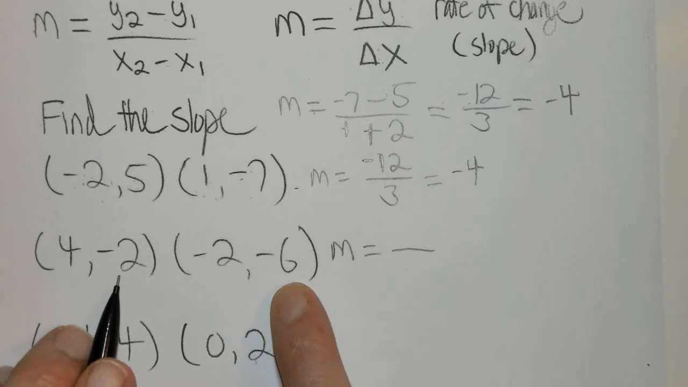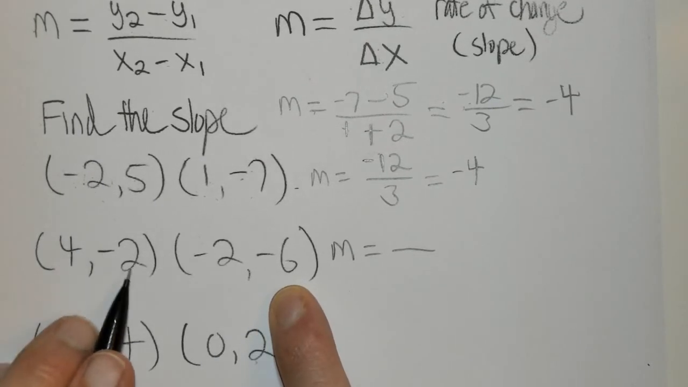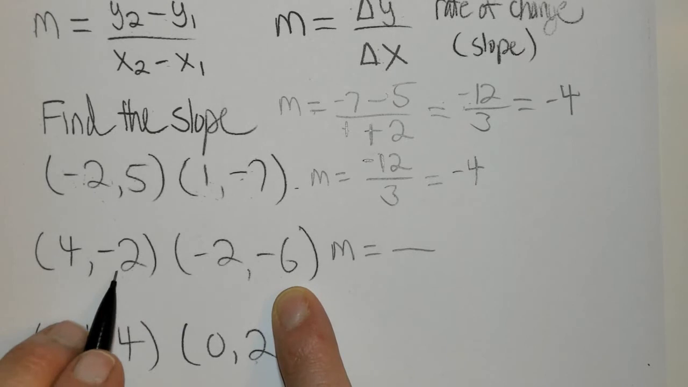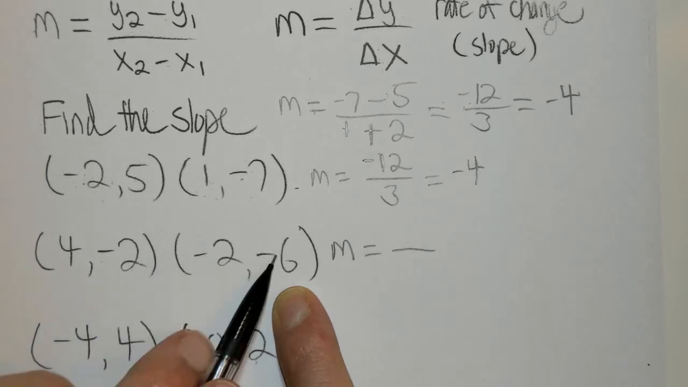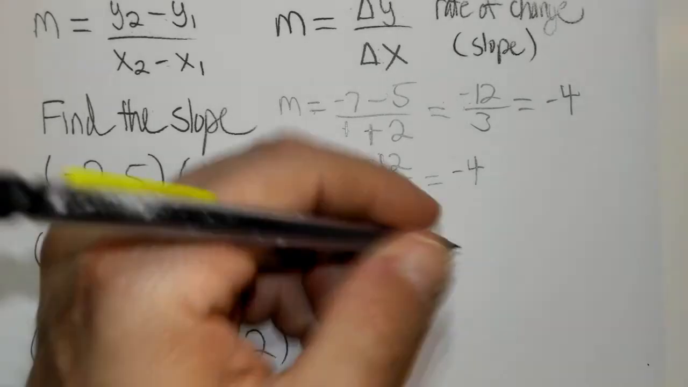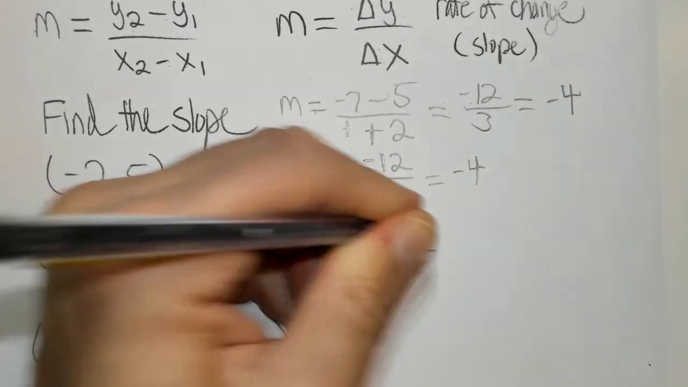So I need to look at my y numbers. It goes from -2 to -6, so that's going down. -2 to -6 going down by how much? How far down would I have to go to get to -6? I'd have to go down by 4 more. So we're going down by 4 here.